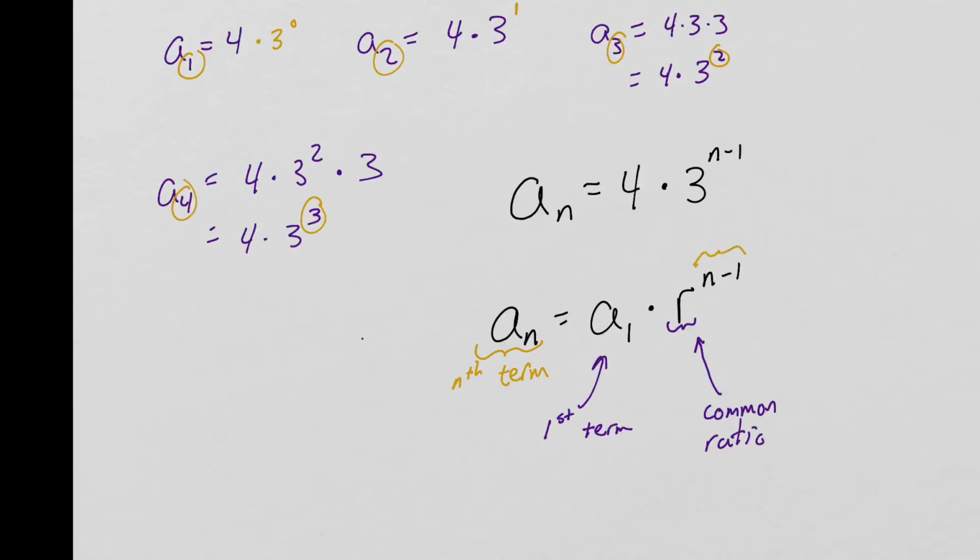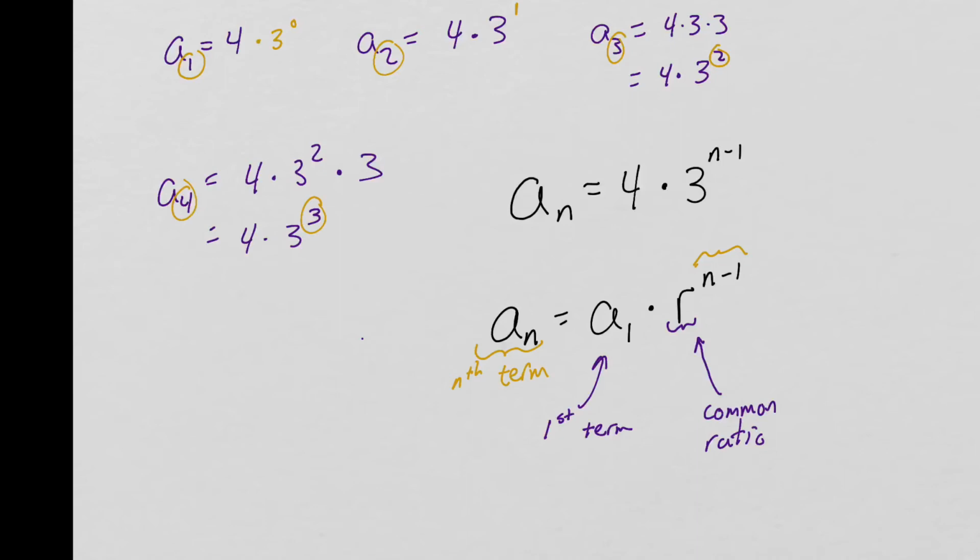And so then n minus 1 is just whatever term we're on. If it's the 20th term, then we're just going to take this common ratio to the 19th power. If we're on the 57th term, we're going to take it to the 56th power, and so on. Just one degree less than whatever term we're on.